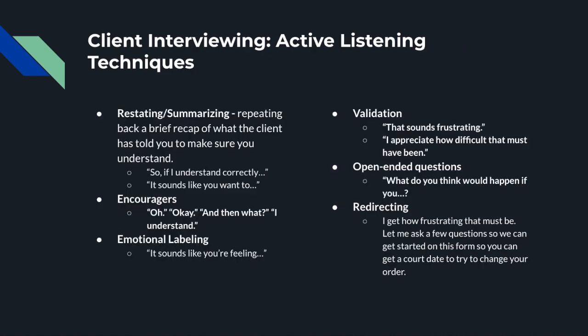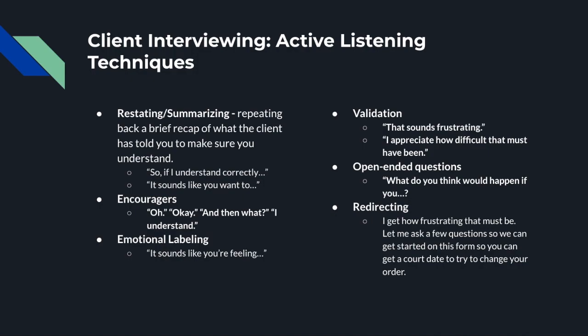So some techniques you might use for active listening: restating or summarizing. That's where you give the client back a brief recap of what they told you to make sure you understand. So, if I understand you correctly, you're saying that your ex hasn't let you see your child in several months and you would like to be allowed to see them or to have a specific schedule. Or, if I'm understanding it correctly, you said that you want to be able to make decisions about where your child goes to school. It sounds like you want to change your child support.